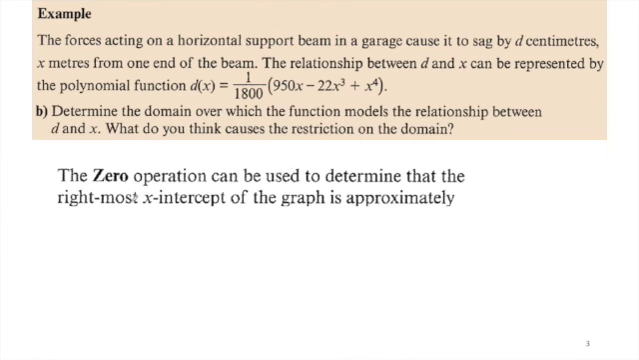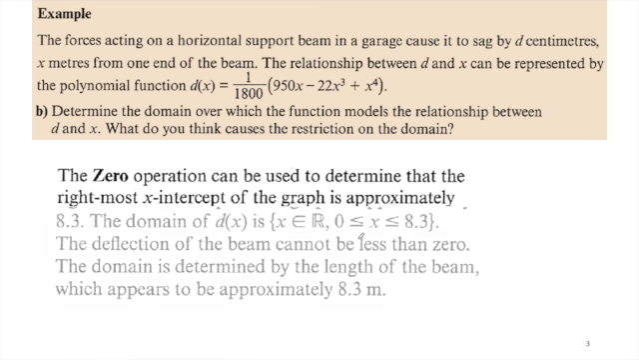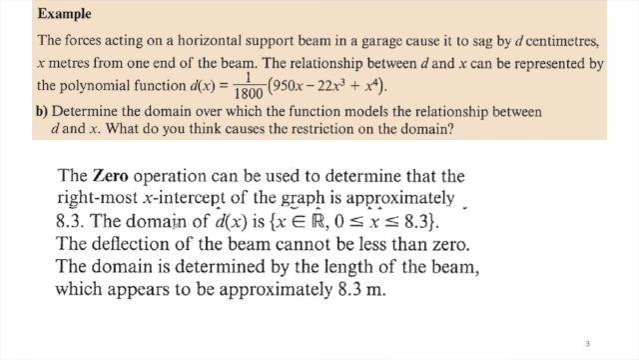You can use the zero operation if you want, or you can just look at the x-intercepts by hovering over them on the graph. That will help you get the domain. Instead of x is an element of the real number system, we use the line, so I'm going to change that to such that x is greater than or equal to 0 and less than or equal to 8.3.